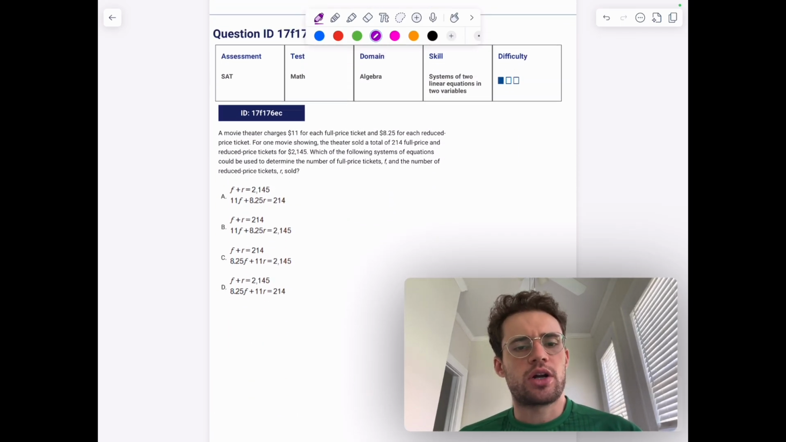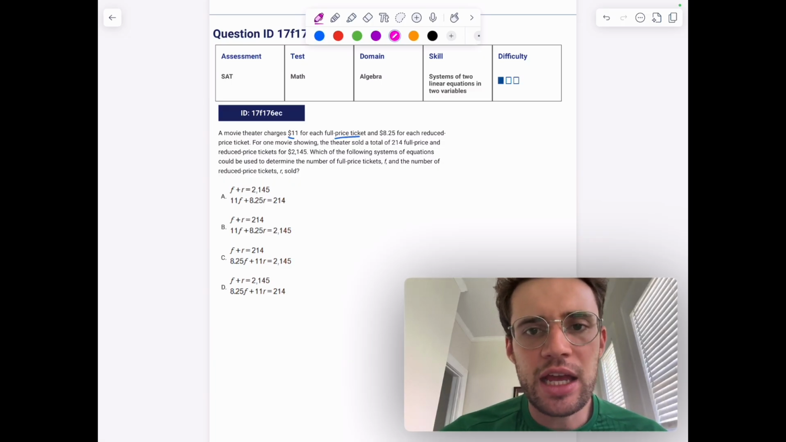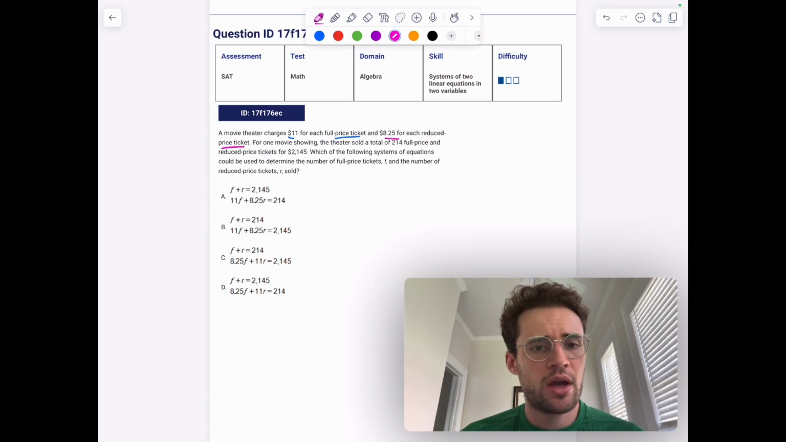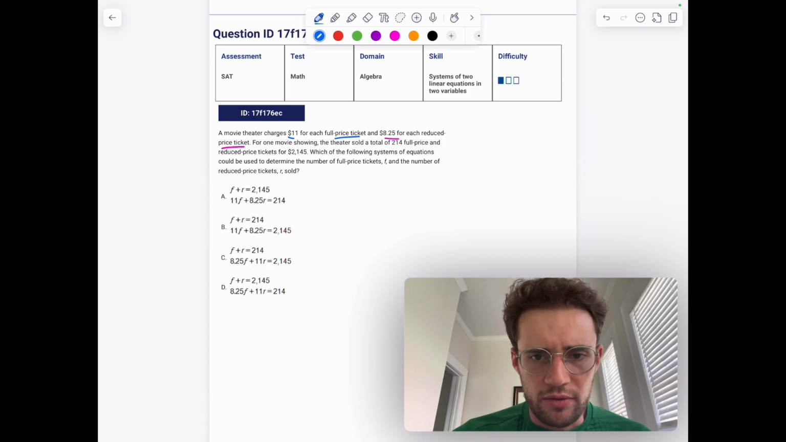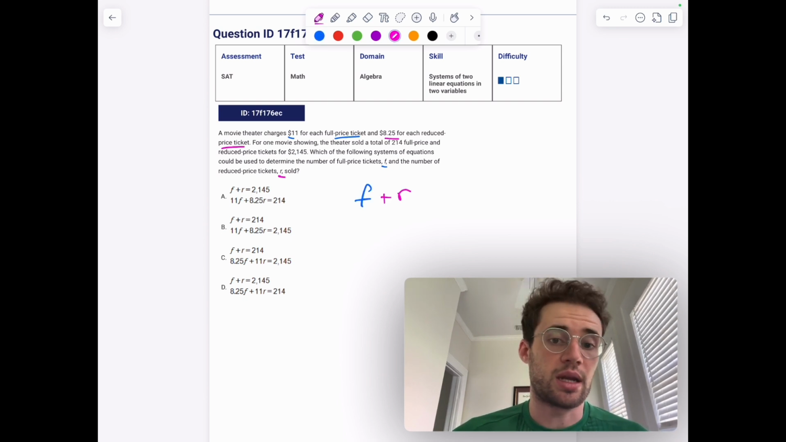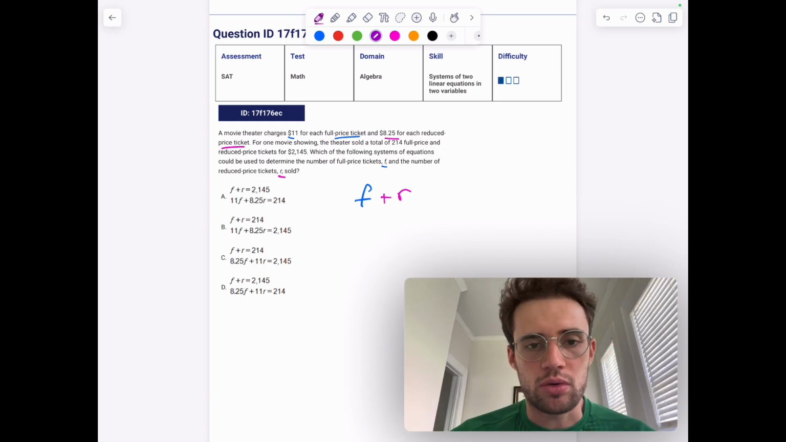A movie theater charges $11 for each full price ticket and $8.25 for each reduced price ticket. I guess it's probably for like a senior discount or a kid's discount. For one movie showing, the theater sold a total of 214 full price and reduced price tickets. All right, so do they say what variables we're using? F for full and R for reduced. I'm going to reread that anyway, but that means that F plus R is the total number of tickets, right? The number of full price tickets plus the number of reduced tickets would add up to the total number of tickets, which they said is 214 tickets.